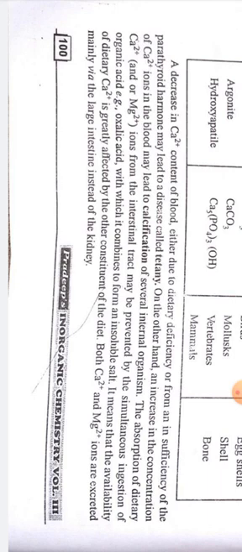The absorption of dietary calcium ion or magnesium ion from the intestinal tract may be prevented by the simultaneous ingestion of an organic acid, for example oxalic acid, with which it combines to form an insoluble salt. It means that the availability of dietary calcium ion is greatly affected by the other constituents of our diet. Both calcium ion and magnesium ions are excreted mainly via the large intestine instead of the kidney.